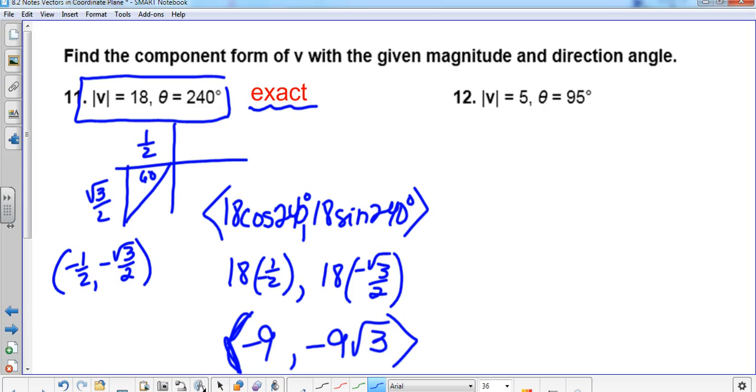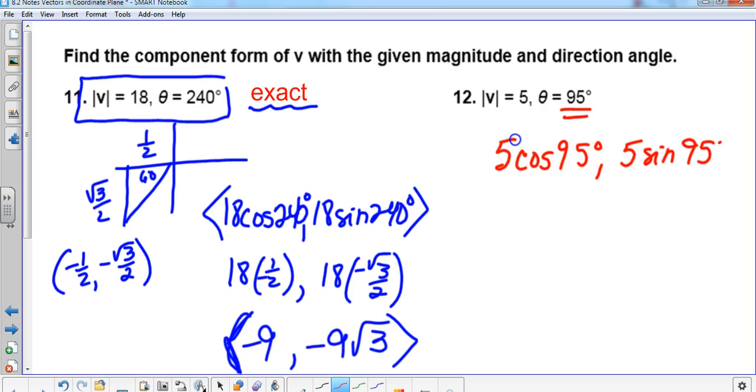All right, so if it's something you can use the unit circle for, do it, because it's good practice and a good review of the unit circle. Is 95 on your unit circle? You wish. So this one is really nicer for those of us who just like to type things in the calculator. You just type 5 cosine and 5 sine.